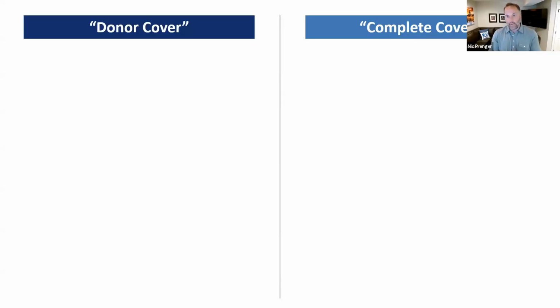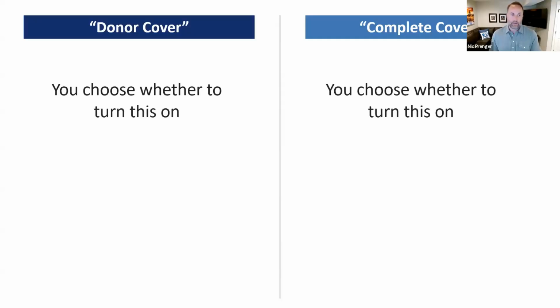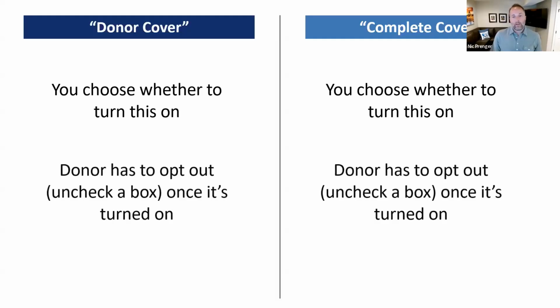There are two options from Blackbaud as I understand it. There's donor cover and there's complete cover, okay? In both cases, you choose whether to turn it on. So Lauren, this is at the form level, right? If I'm an organization, I can set up one form with nothing. I can set up one form and turn on donor cover. I can set another form, turn on complete cover, right? Correct. Okay, so you are in charge. None of this is forced on you. You get all the control.